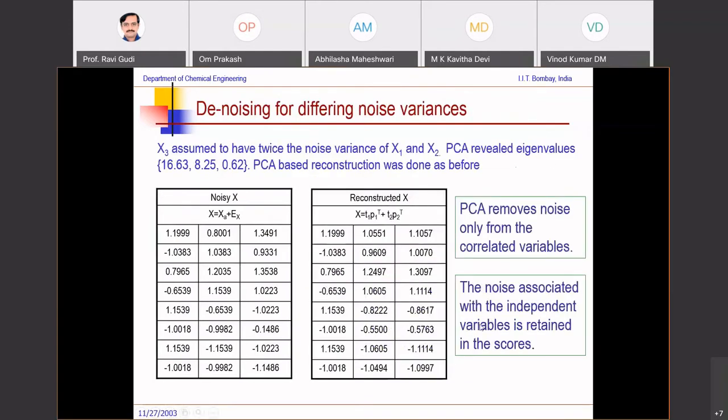The noise associated with the independent variables is retained in the reconstruction, as you can see here. The first column of the noisy and the reconstructed are almost nearly identical. So PCA removes noise on the correlated variables, not on the independent variables. This is something that we will take forward.